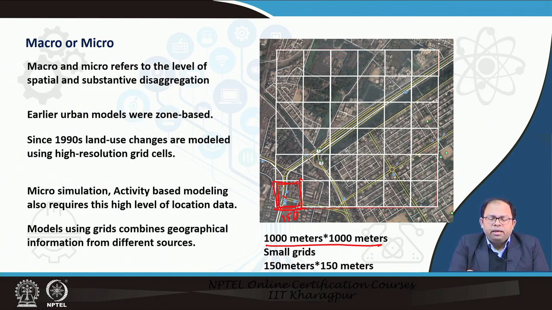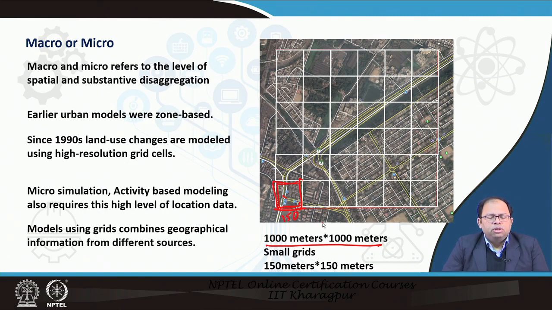If it was at a TSZ level, then it's difficult to generalize these choices or form utilities which would apply homogeneously to all plots of land or to a particular individual. That's why there is a need for moving from macro to micro. Earlier models, as we have discussed, are mostly zone based, but since the 1990s, land use changes are modeled using high resolution grid cells. This is of course not for our country. This is mostly for the US, Europe and other developed nations.